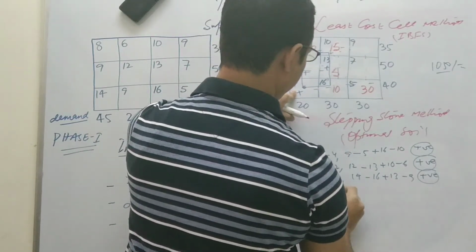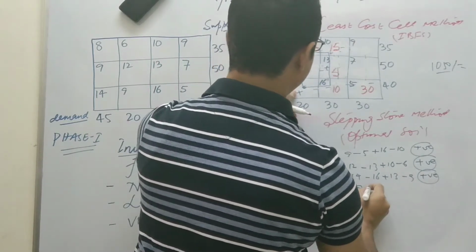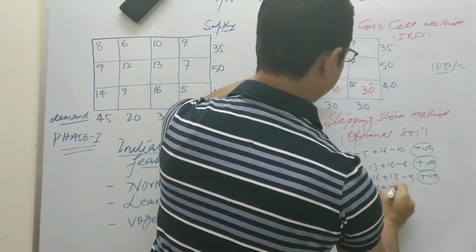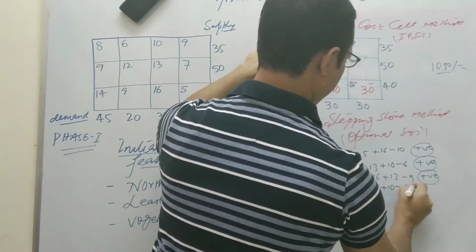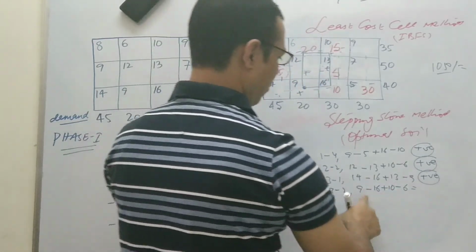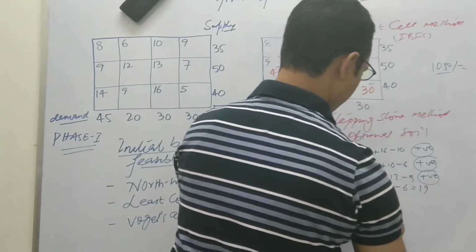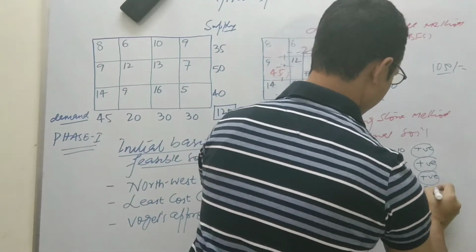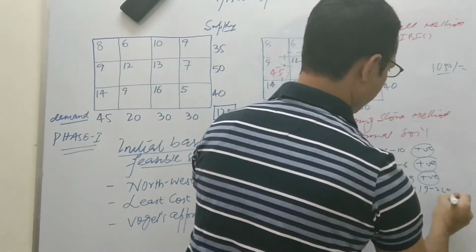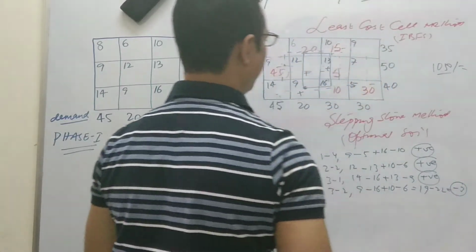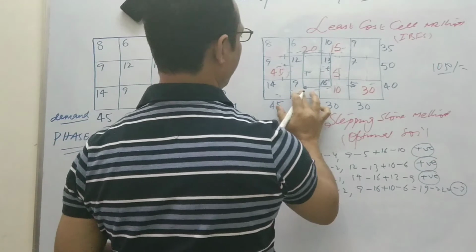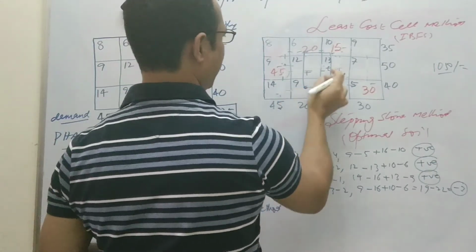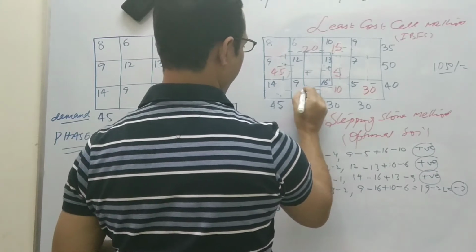Third row, second column. 9 minus 16 plus 10 minus 6. What is the result? 10 plus 9, 19, and 16 plus 6, 22. Okay, negative. So here we have got negative. It means this cell is going to become an allocated cell, and some other cell is going to leave their allocation.